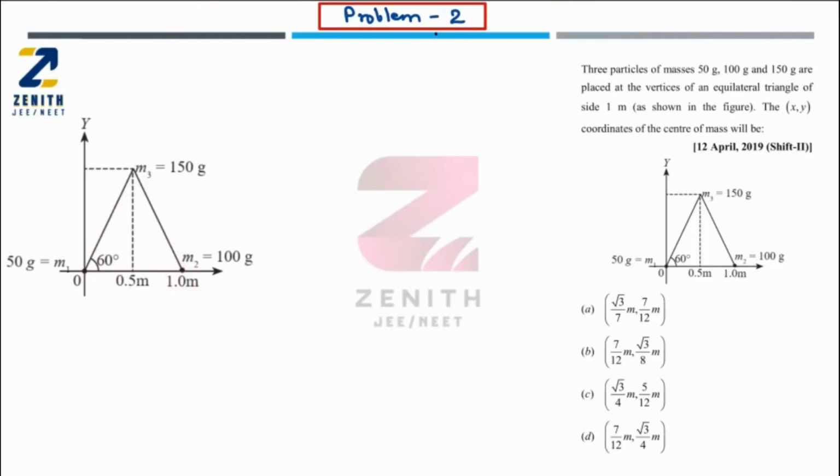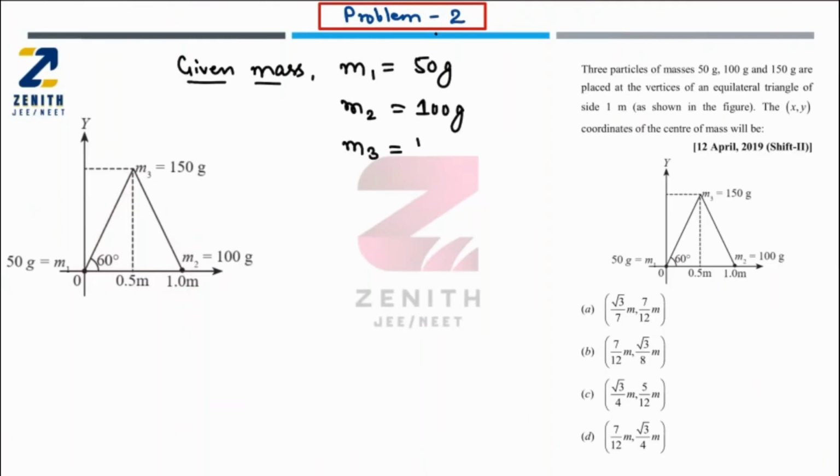So first of all, you will find the coordinates of these masses. The given masses: m1 is equal to 50 gram, m2 is equal to 100 grams and m3 is equal to 150 grams. What will be the xy coordinates for these masses? The coordinate for m1 is 0, 0. And what about the m2 mass? That is 1, 0. And for m3, equilateral triangle means this side is also 1 and this side is also 1.